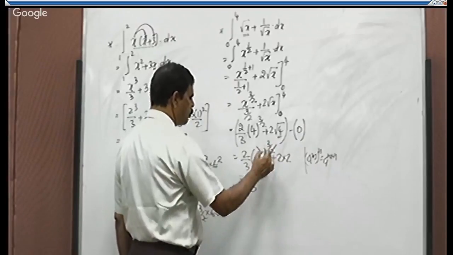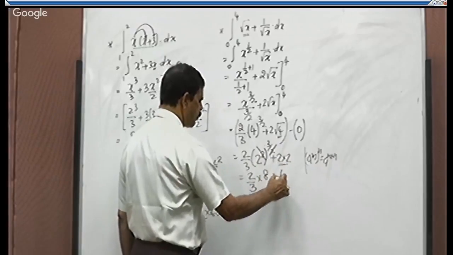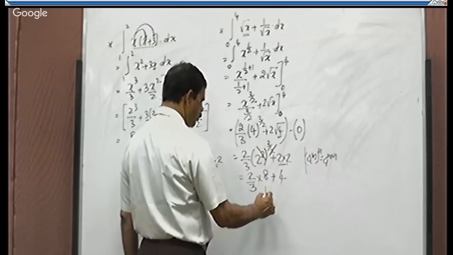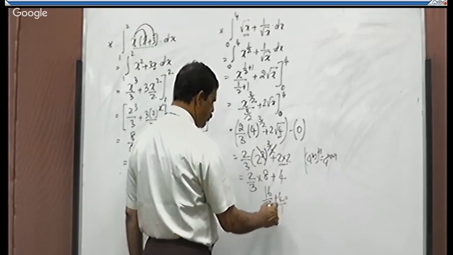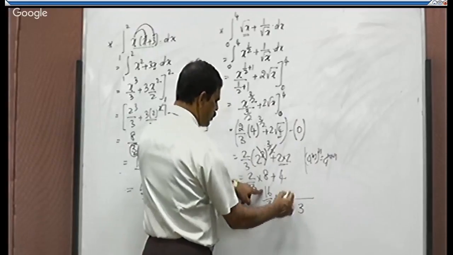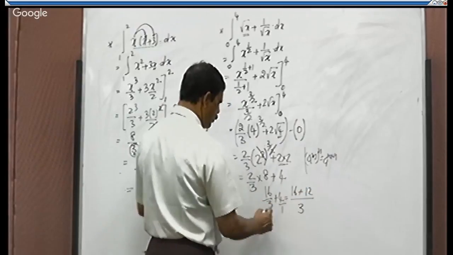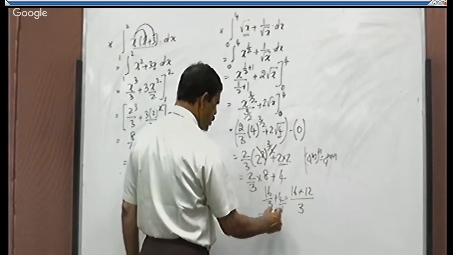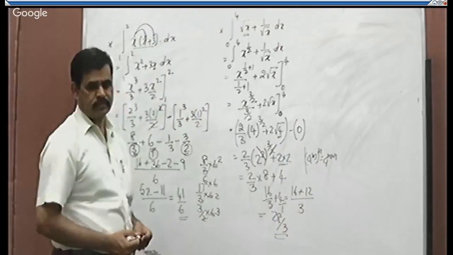2 cube. 2 cube is what? 8. Plus 2 into 2 is 4. 8 into 2, 16 by 3 plus 4. Now take LCM. What is LCM? 3 is LCM. 1 into 16, 16 plus 4 into 3, 12. It is equal to 28 divided by 3, is the answer. Right?